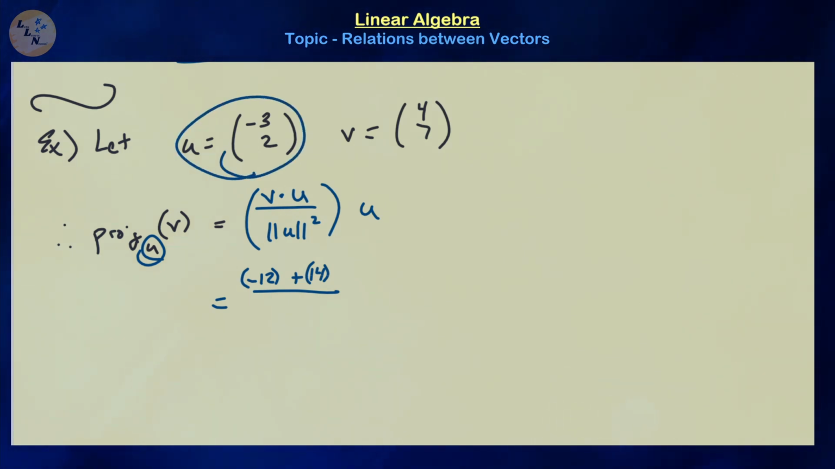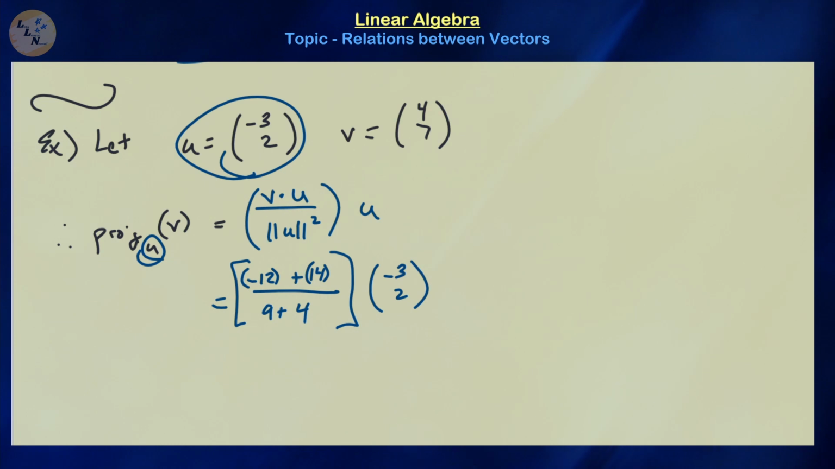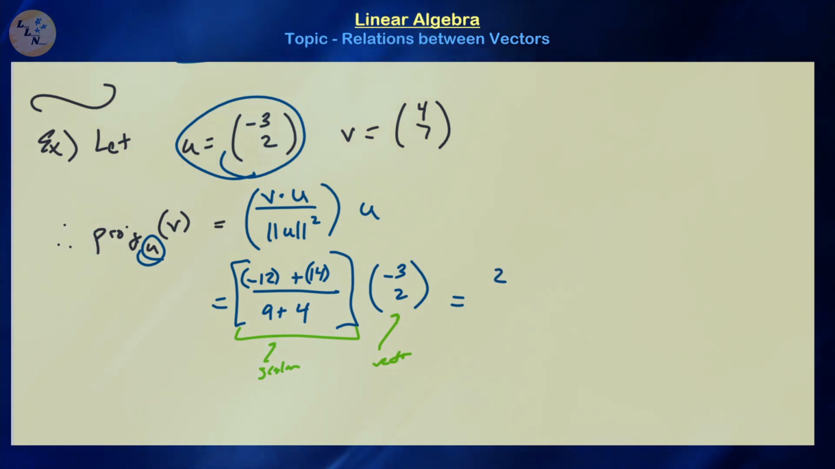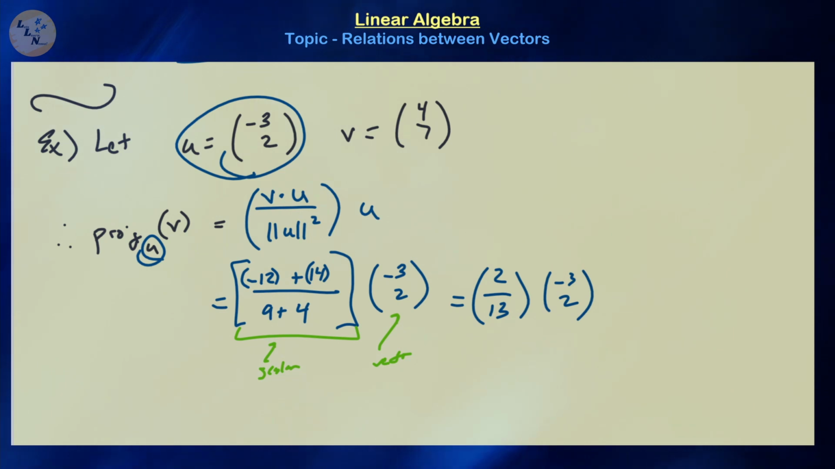So that's going to be the norm of u, which is 9 plus 4. And we're going to be scaling the vector u, which is the vector -3, 2. Keep in mind that this is a scalar and this is a vector, so the projection is a vector. So what does that come out to? 14 minus 12 is equal to 2, and 9 plus 4 is equal to 13, and that's going to be multiplied by the vector -3, 2. Then we can distribute this scalar into each of the components, and that means this is going to be equal to -6 over 13 and 4 over 13.